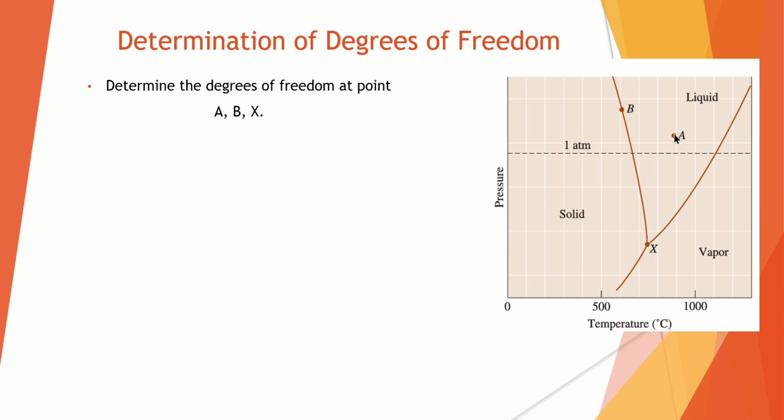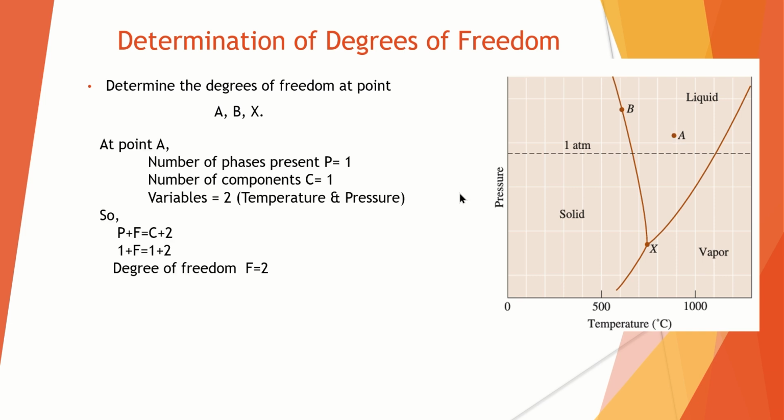So first at point A, only one phase is present, that is the liquid phase. So the number of phases present, P, is equal to 1. This is a unary phase diagram, so the number of components, C, is equal to 1, and there are two variables, one is pressure and the other is temperature. So the number of variables is equal to 2. The equation is P plus F is equal to C plus 2. After putting in the values and calculating, the degrees of freedom, F, is equal to 2.